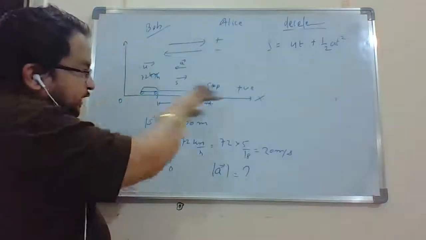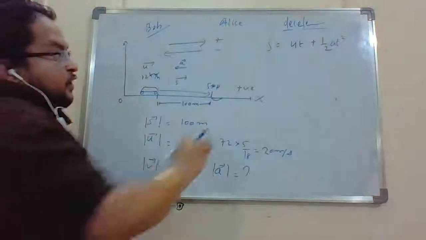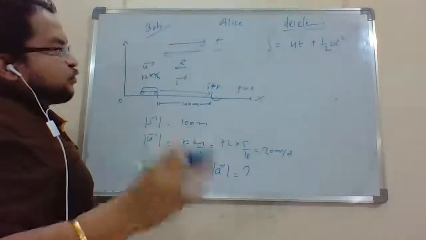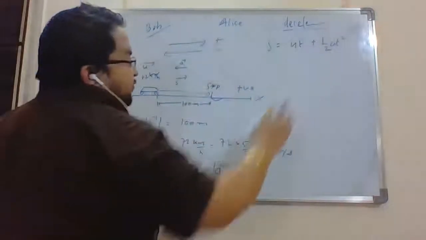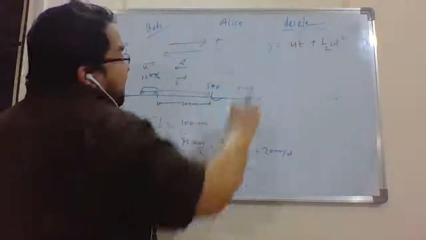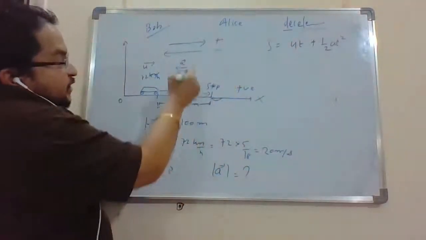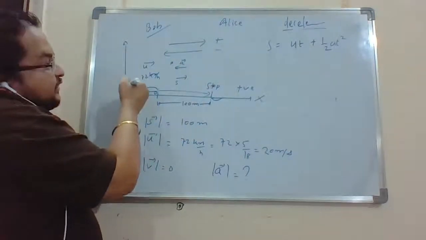Initial velocity, this was also along this direction. So this would continue to be positive. Time is a scalar, so we need not attach any direction to it. Plus half, again a constant, we need not attach any direction to it. A, A here. Here is the trick. If you see, A is in opposite direction.